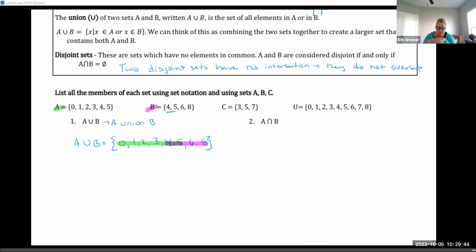Now, for number 2, I'm saying, what's the intersection? Right? Where do those two sets intersect? Meaning, where does A overlap with B? So I want you to think about what I have written already on here for number 1. And I want you to send me what you think would be the intersection for A and B. What numbers would be the intersection?